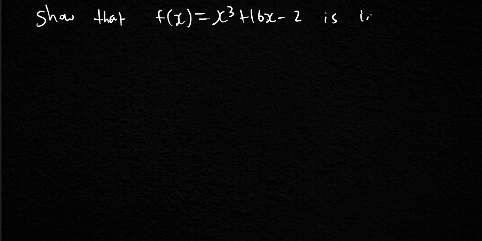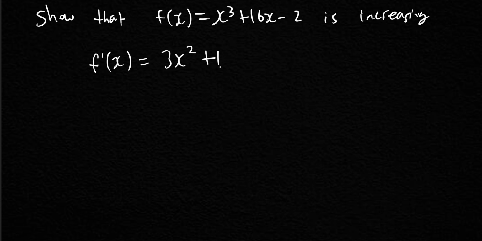Show that f of x equal to x cubed plus 16x minus 2 is increasing. So that'll mean 3x squared plus 16, right? Remember, this just means dy dx. 3x squared plus 16. Oh, the minus 2 doesn't matter because it doesn't have an x behind it.